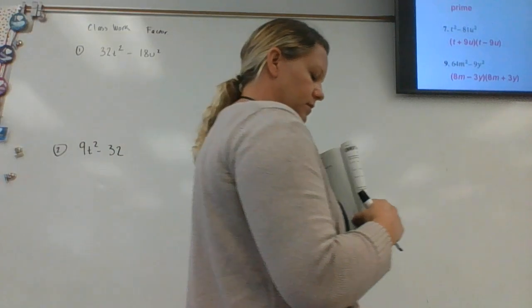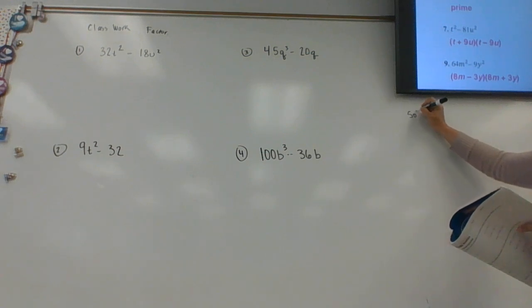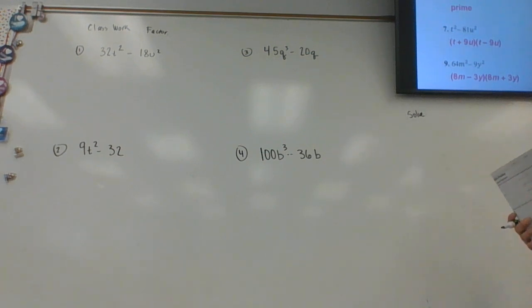So what is the greatest common factor of that to 18? Well, 18 times 2 is 36.